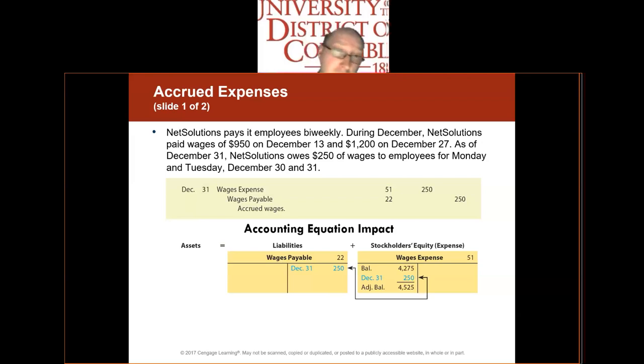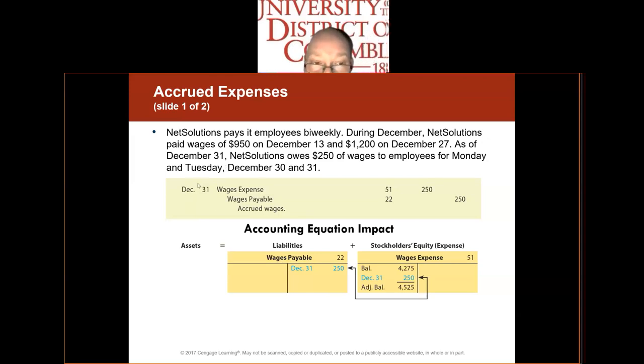Monday and Tuesday just so happen to be December 30 and December 31. On Wednesday, it's January 1st. That's a whole other year, a whole other accounting period. So what I need to do is make an accrual for the expenses that have occurred in the month of December.